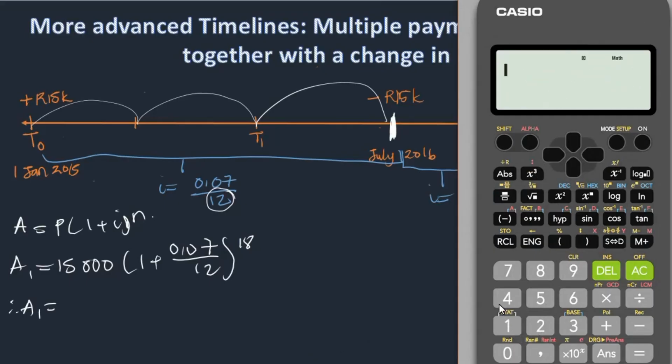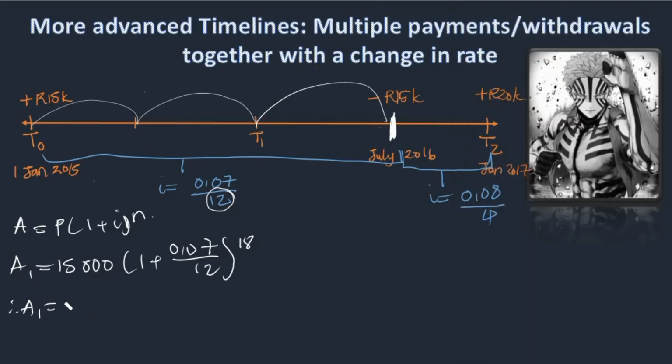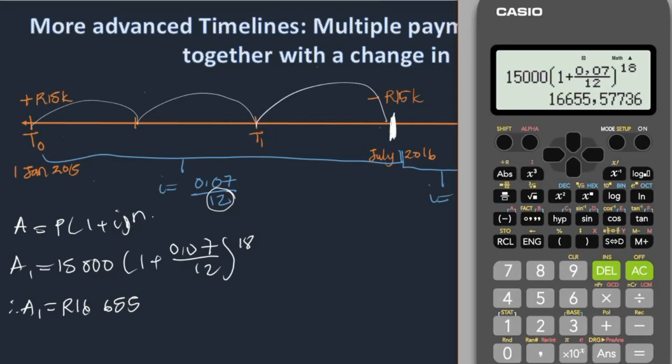I have 15,000. I have 1 plus, put your fraction there, 0.07 over 12, and this raised to 18 months. This gives us 16,655. Does it make sense? 16,655. All right. Any decimals? 0.58.